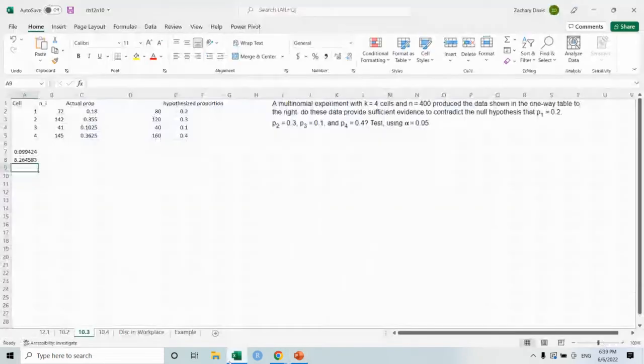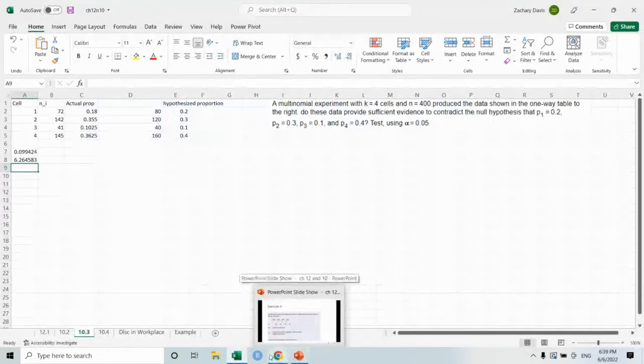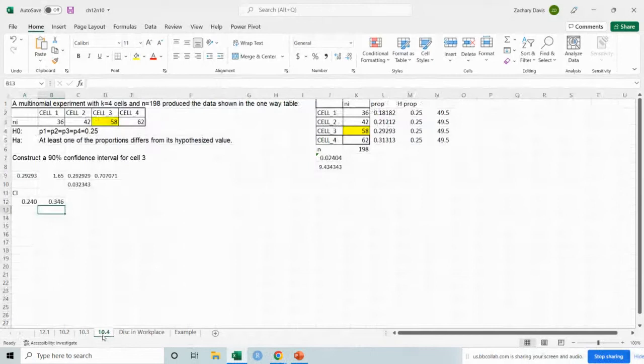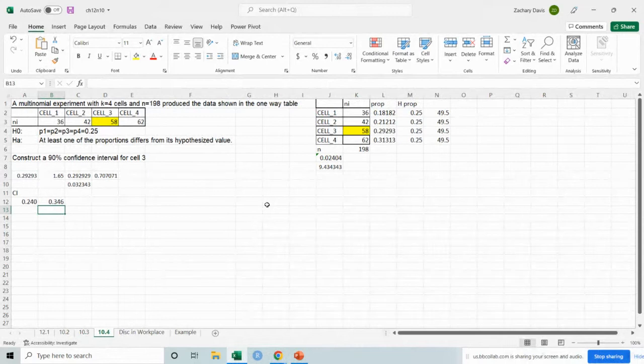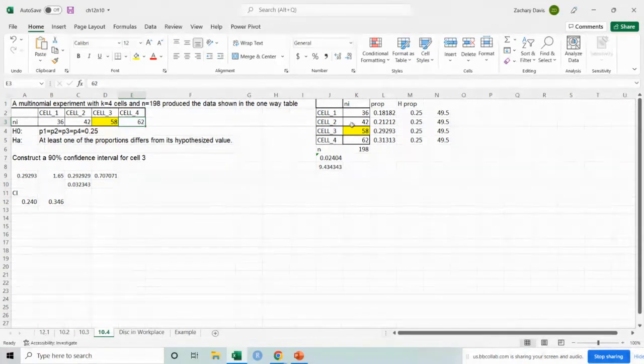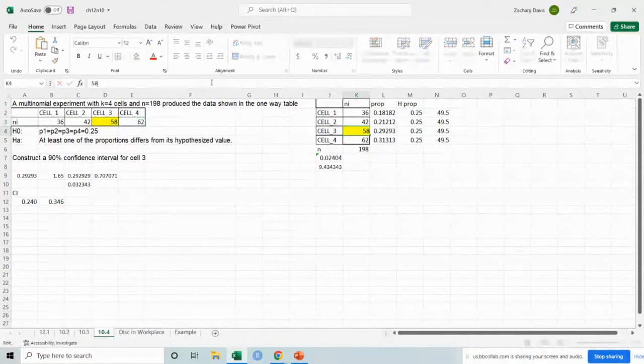So let's look at our experiment. Which one is that? It's 4, right? Okay, so 10.4. So this calculator: we have the values that we were given, our null hypothesis, and we're told we need to construct a 90% confidence interval. So all I did was, well, for cell 3.